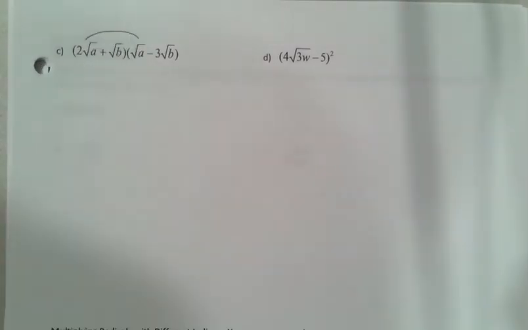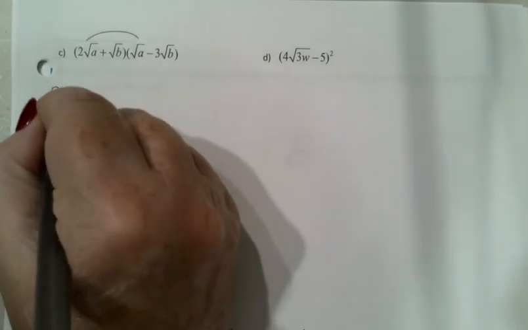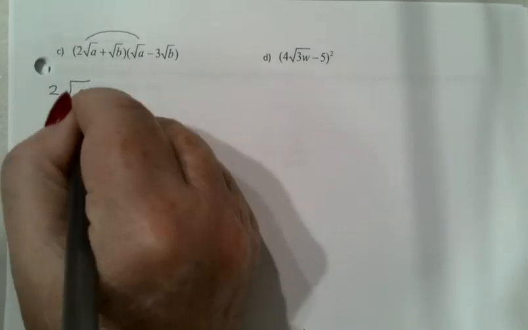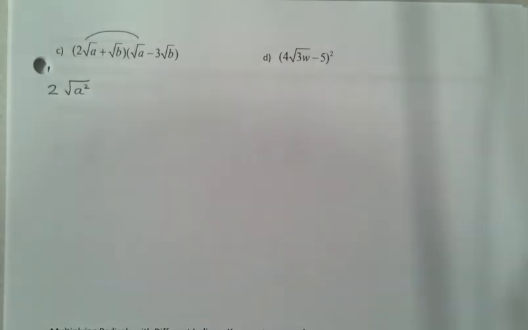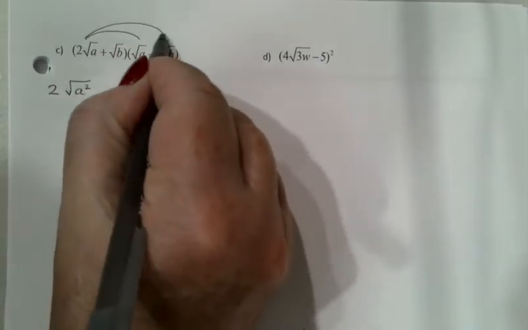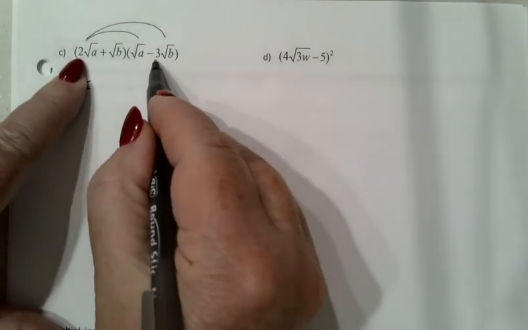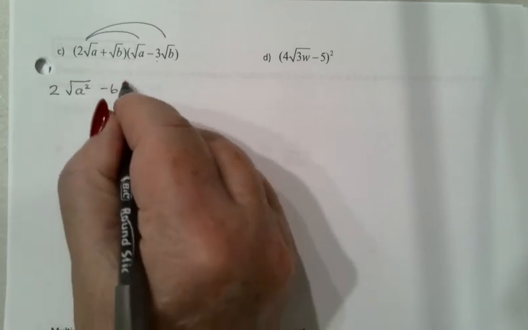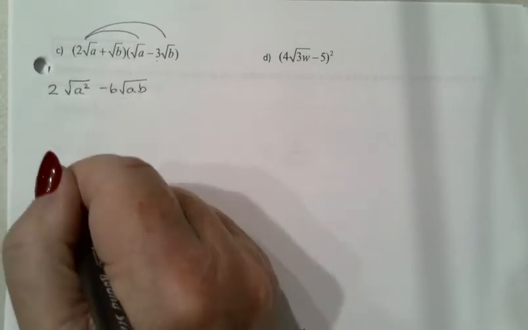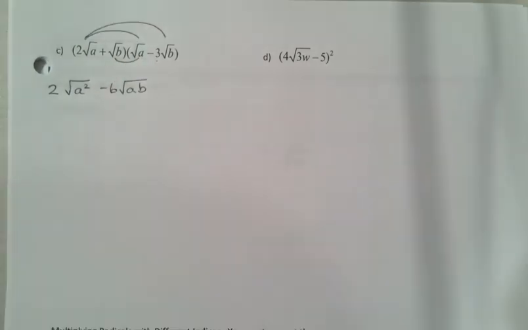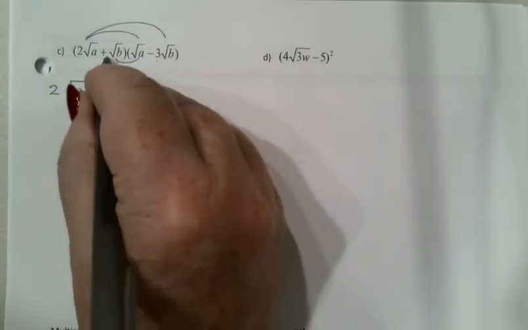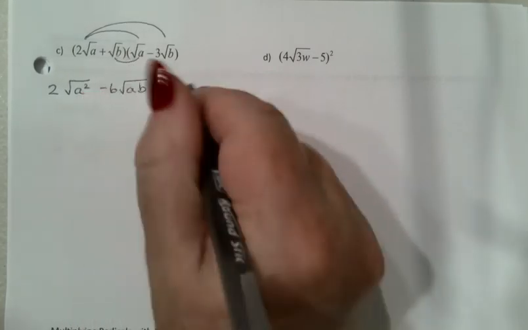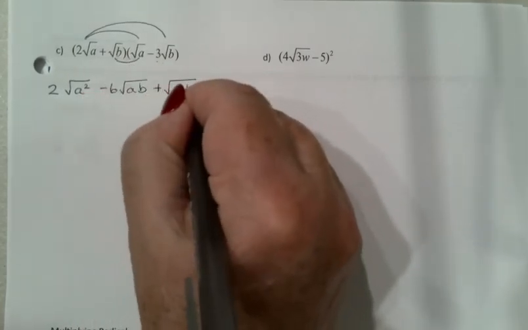So my firsts would be 2 times the square root of a squared. Now if you're thinking, wait a minute, that's just a, of course, you're absolutely right. I'll be simplifying that in my next step. Outer, negative 6 square root of a times b. Inner, plus there's just 1 on the outsides, but that'll also be the square root of a times b on the inside.